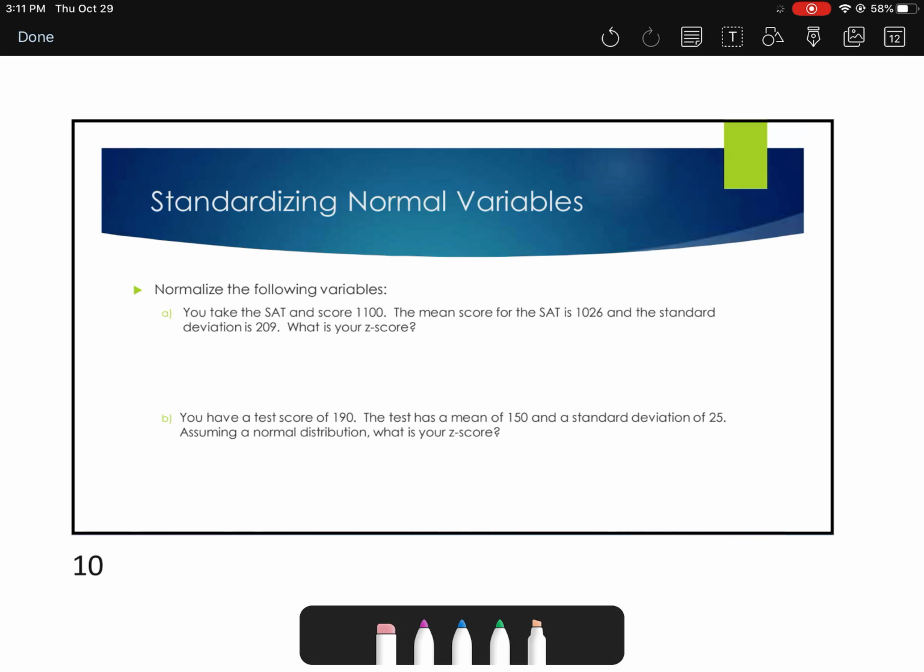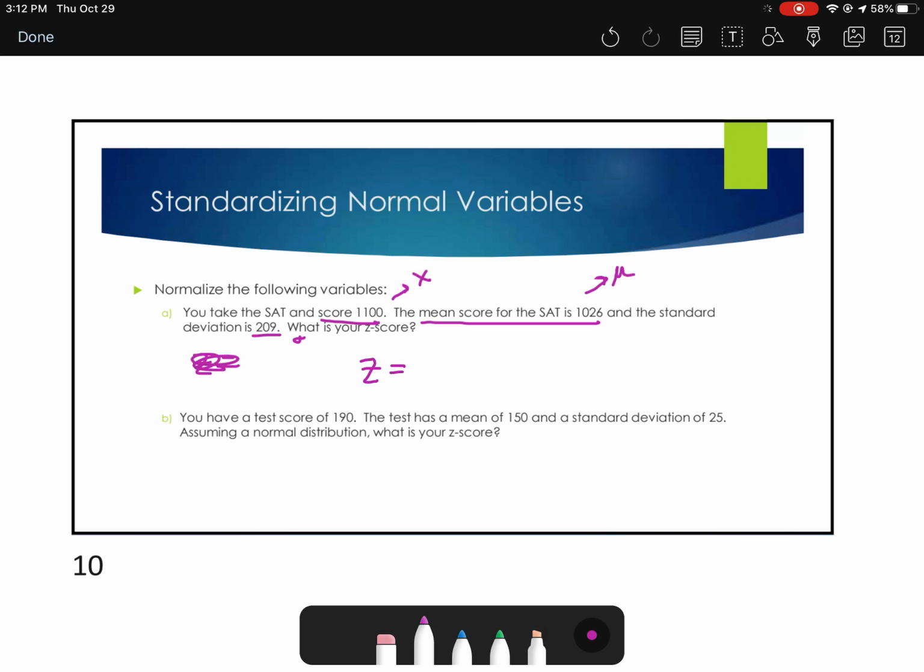Okay, so let's look here. You take the SAT and score 1100. The mean score for the SAT is 1026, and the standard deviation is 209. What is your z-score? Well, let's look at that information. Your score is 1100, so that's going to be my x. The mean score is 1026, so that's your mu. And the standard deviation is 209, so that's my sigma.